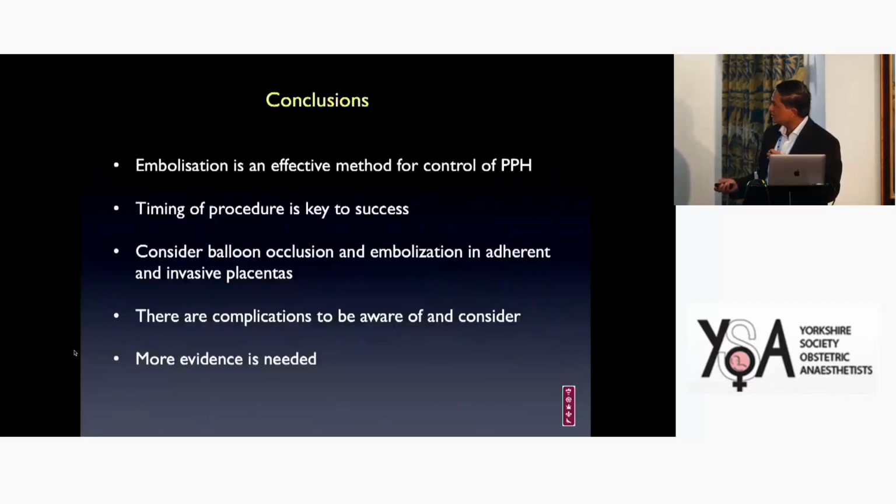So in conclusion, embolization is an effective method. Timing of procedure is the key to success, as you all said. Consider balloon occlusion and embolization in adherent and invasive placentas. What some units do, even if you have two separate areas, is get the balloons placed in radiology, then take the patient to the labor room, because for inflating the balloons you don't need x-rays. We can inflate and deflate the balloons. There are complications to be aware of, and we need more evidence.